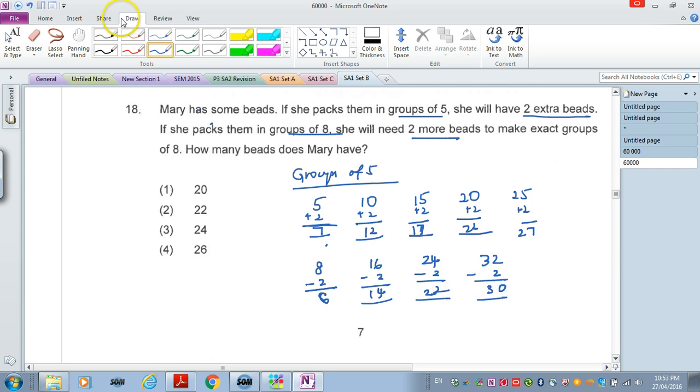Can you see that there is this 22 there? Right? So I know that if he packs into groups of 8, he would need 2 more. So if it's 22, he would need 2 more, which is 24. Then he can pack into groups of 8. So how many beads does Mary have? Mary would have 22 beads.